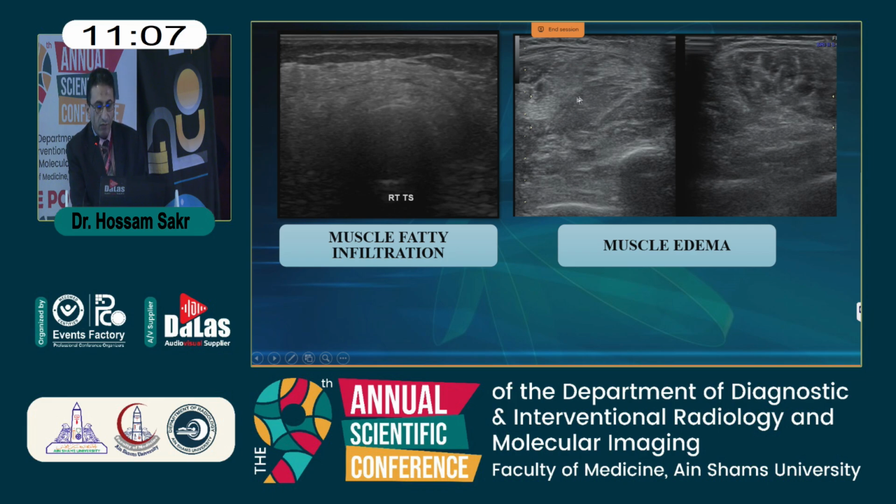While in muscle edema, there are patchy hyperechoic areas as compared to the normal contralateral side. This is the normal contralateral muscle. This is the abnormal muscle with patchy hyperechoic areas due to muscle edema.